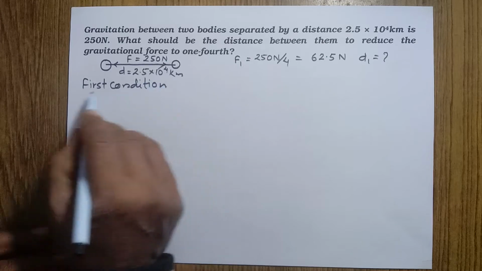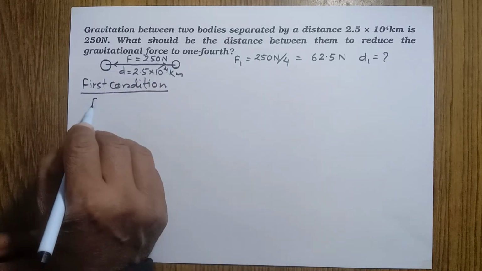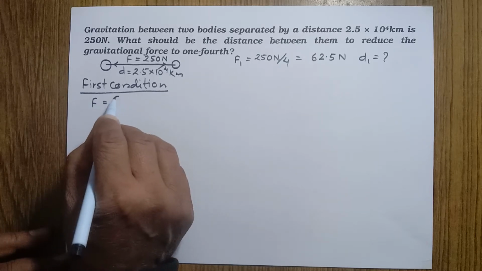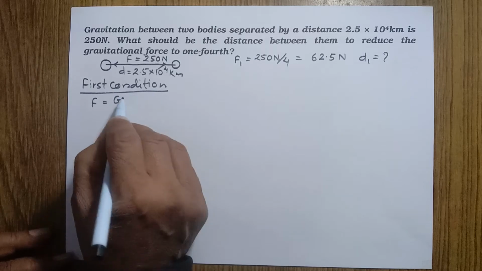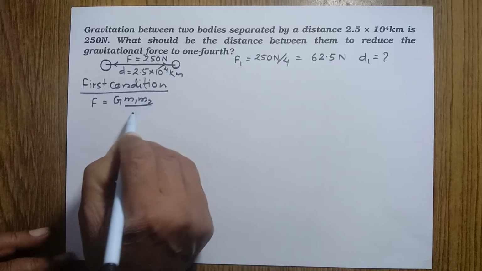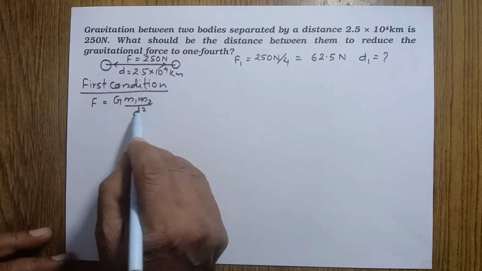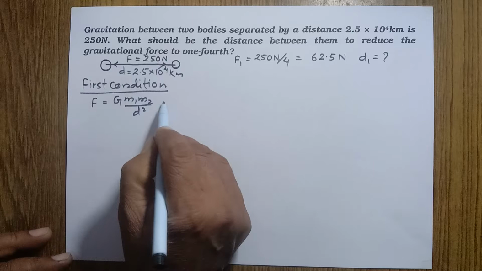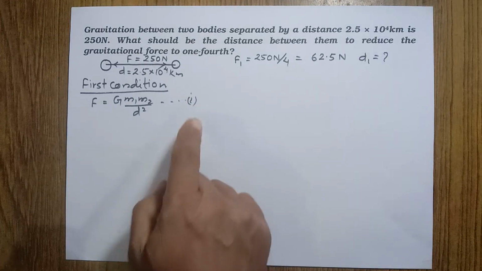I want to make one equation for the first condition. What equation? The gravitational force between them is, let's say, F, and this F is equal to, according to the equation of gravitational force, G m1 m2 by d square. It means the mass of this one is m1, this one is m2, and the distance between them is d. This is equation number 1. Okay, this is the first condition.